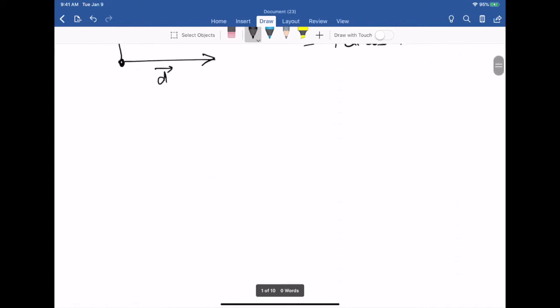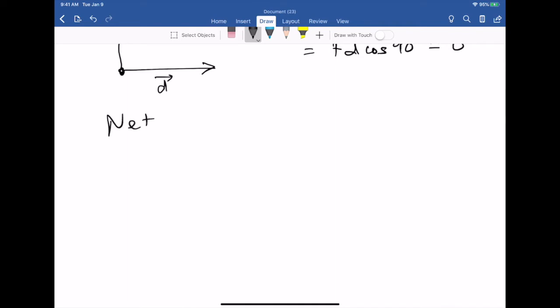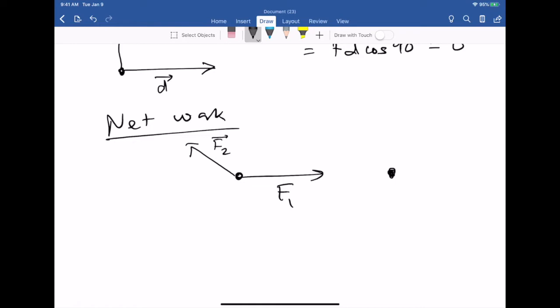Now, there's another important concept here, which is the concept of net work. Suppose you have multiple forces acting on an object. So let's say that you've got one force acting in this direction and another force acting in that direction, and the object moves maybe from here to here. In that case, you can calculate a net work done. You can calculate the work done by the force F1, you can calculate the work done by the force F2, and you can add them up, and that will be the net work, right?